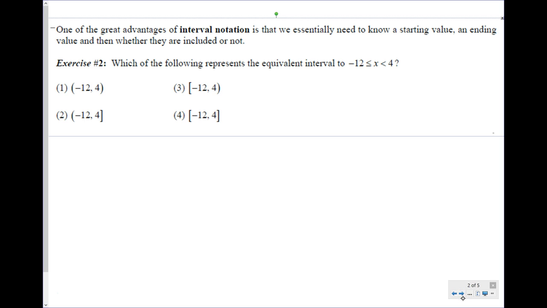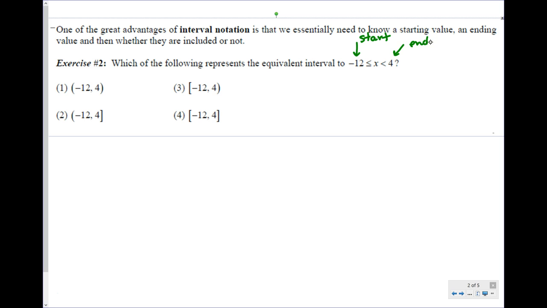One of the great advantages of interval notation is that we essentially just need to know a starting value and an ending value, and then whether or not those two values are included, whether we need the closed bracket or the parentheses. So which of the following represents the equivalent interval to negative 4 less than or equal to x, and less than 4? Well, negative 4, that's your start, and positive 4, that's your ending value.